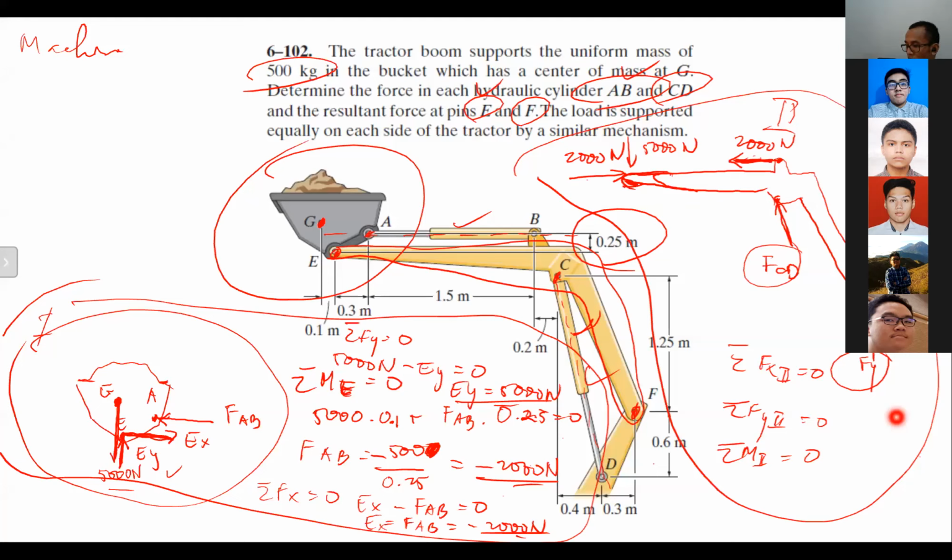So that's the thing that you're supposed to do. Try to find the whole dimension. Actually, you don't have to find the angle here, but you have to find the angle of FCD here. How to find it? You have 0.4 meters there, and you have the height there, 1.25 plus 0.6 meters. So you will be able to get the angle there. Okay, it's supposed to be clear enough.